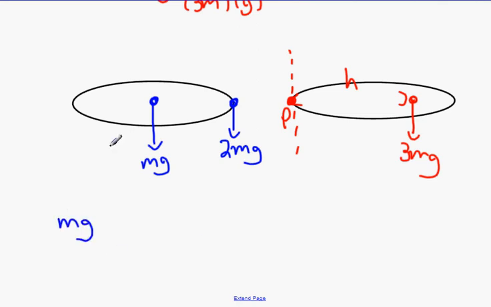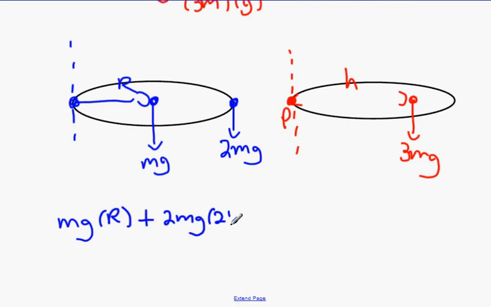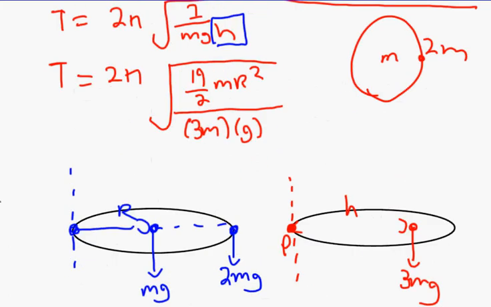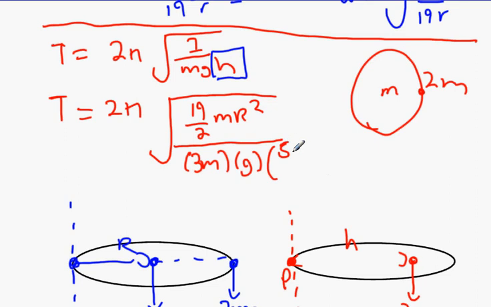So mg, and remember, from the old axis, it was a distance r away. So it's mg times r plus 2mg times 2r, because this one was 2r away, its line of action. It's now going to be the equivalent of 3mg multiplied by h. And what we get here is 5mgr equals 3mgh. Cancel off the mg's. H equals 5r over 3. Now all I got to do is go back to the top, replace this with 5r over 3.